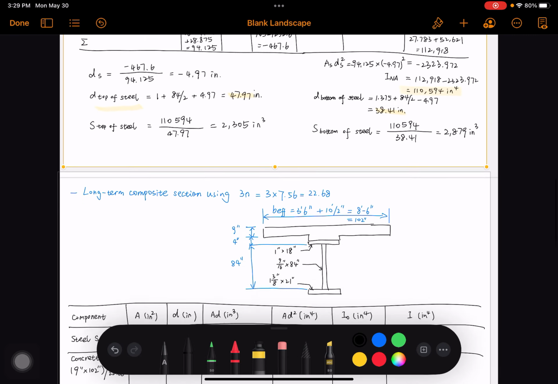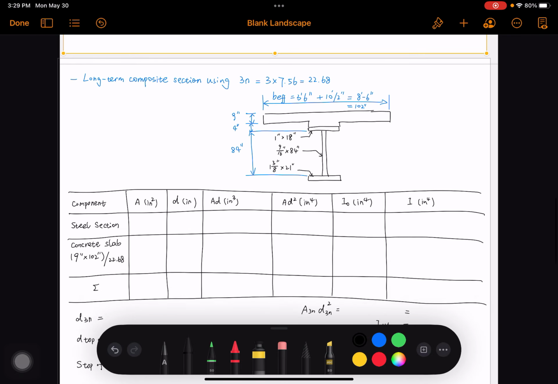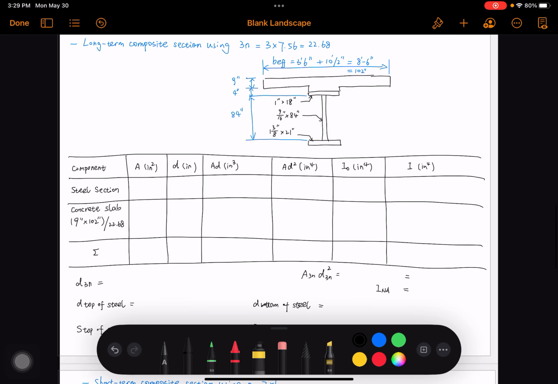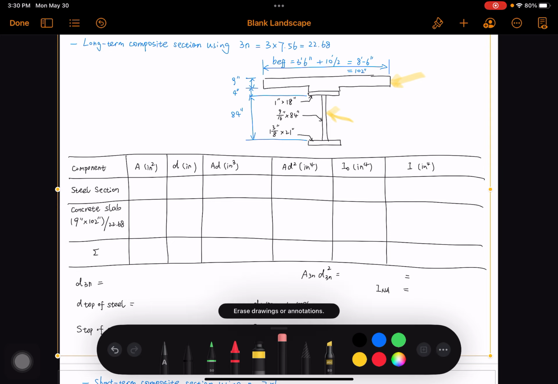Now let's move on to the long-term composite section using 3N. Here on top, the section shows the steel girder and the concrete deck altogether. And the effective width of the concrete deck is calculated as 3 foot 6 inch, which is the overhang, plus 10 foot girder spacing divided by 2. There's no inch here, which gives 8 foot 6 inches.